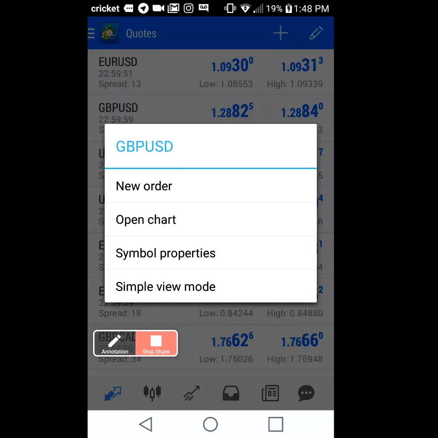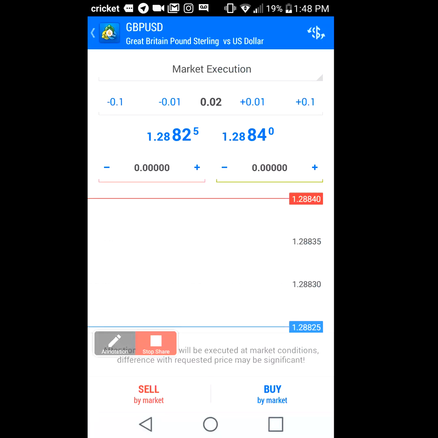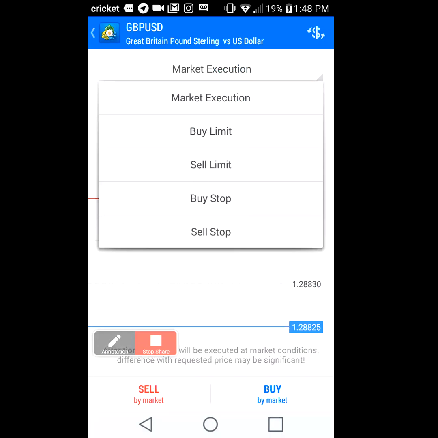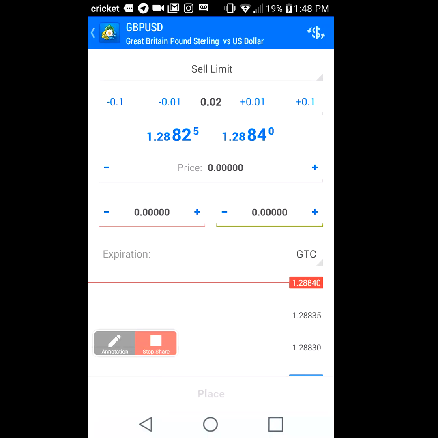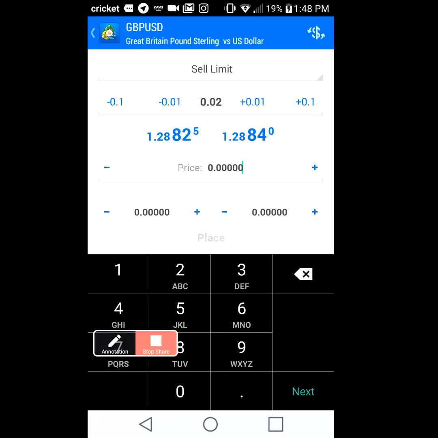If you had an Android, you're going to touch the currency pair, hit new order, and now, what are we doing? Market execution, buy limit, sell limit, buy stop, sell stop. There's a sell limit. You see in the middle, the price. So I'm going to touch, highlight, and paste. And that's the price.